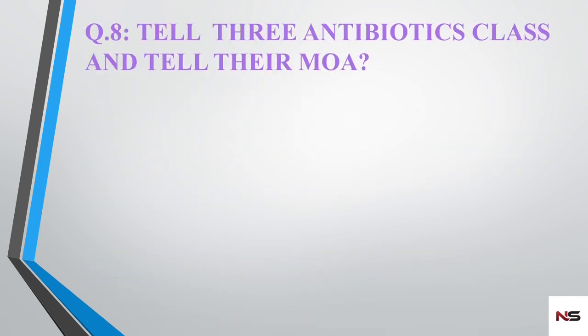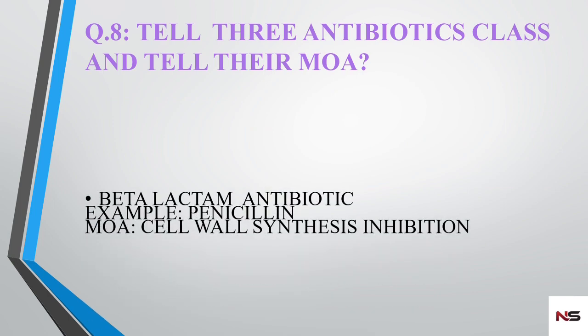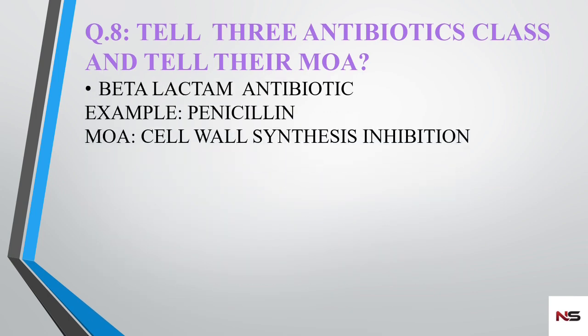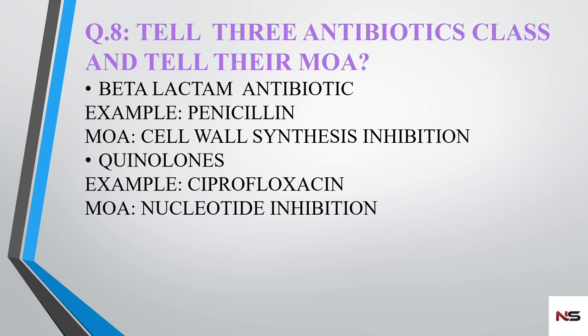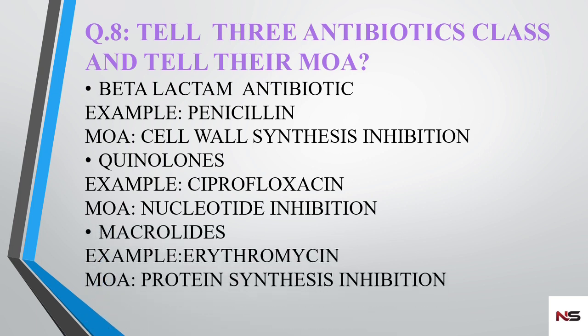The next question, tell me 3 antibiotic classes and their mechanism of action. One is beta-lactam antibiotics, an example is penicillin. The mechanism of action is cell-wall synthesis inhibition. Next, quinolones, example ciprofloxacin. Nucleic acid synthesis inhibition is the mechanism of action. Next class is macrolides, examples erythromycin, azithromycin. Mechanism of action, protein synthesis inhibition.